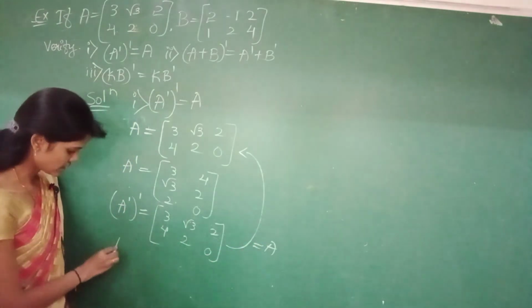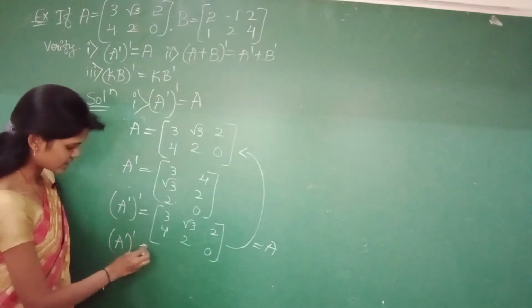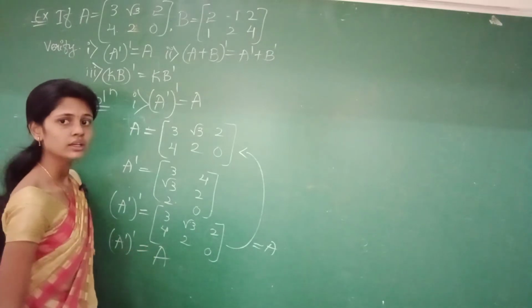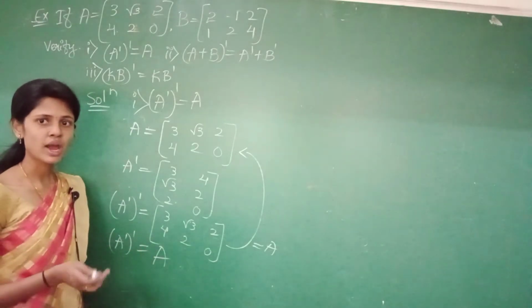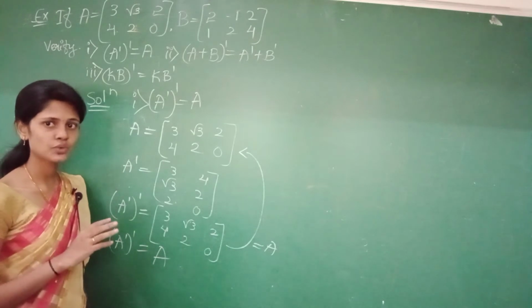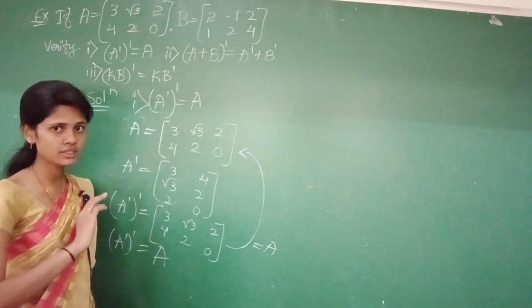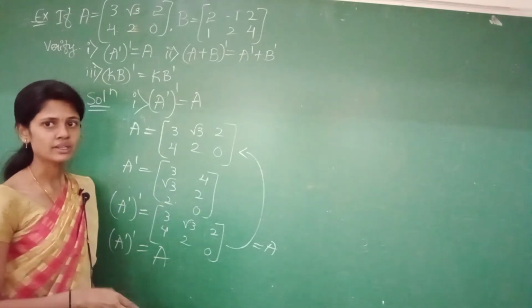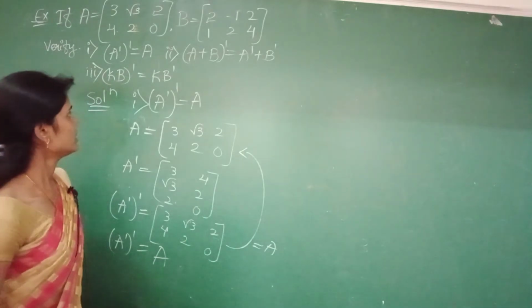Therefore what can you write? (A dash) whole dash is equal to A. That is, the transpose of the matrix, and once again the transpose of that transposed matrix gives us the given matrix A. And what is the second result?